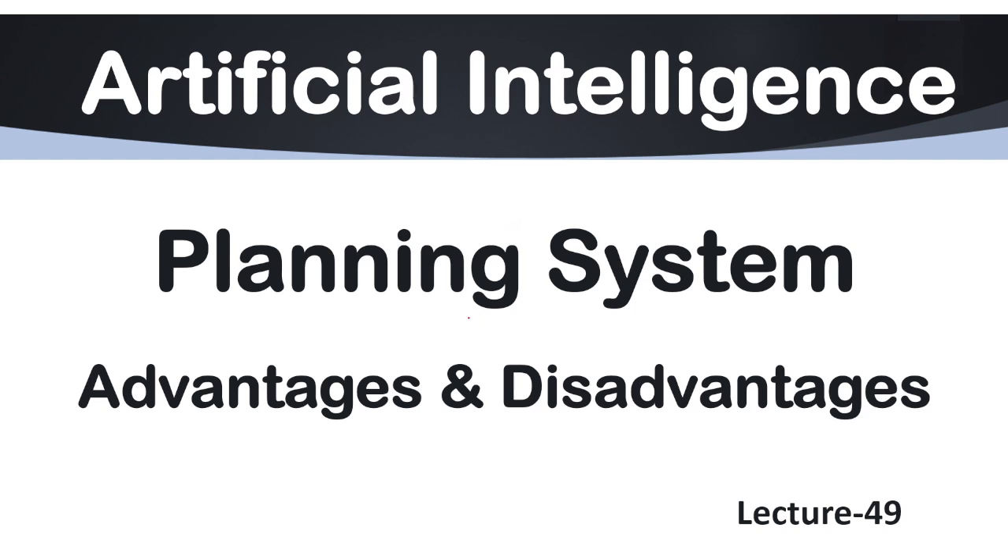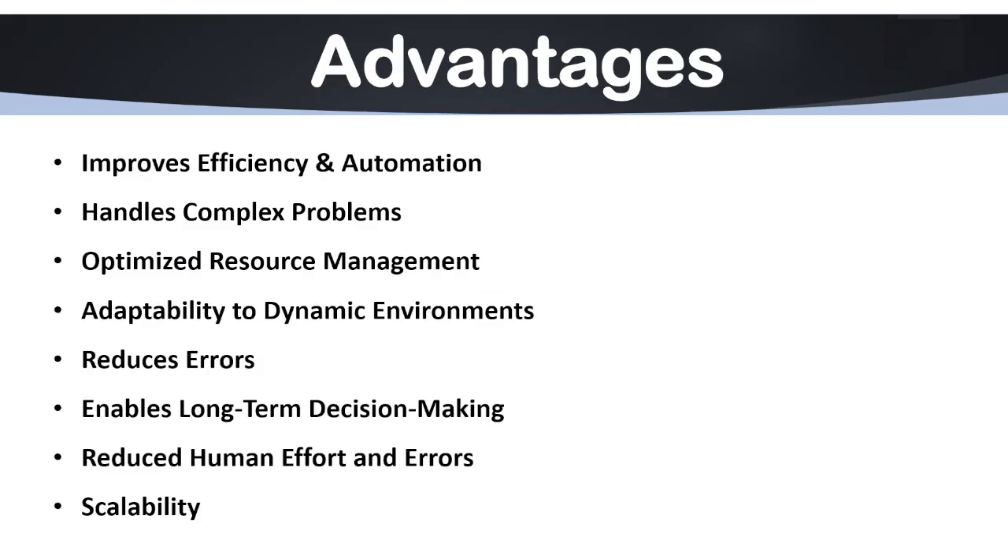So coming back to the topic that is planning system in AI. Previously we have discussed so many components and basic role of planning system in AI. Now we'll discuss some advantages as well as disadvantages. AI planning systems have so many benefits, but they also come with some challenges. All those points we will discuss in detail.